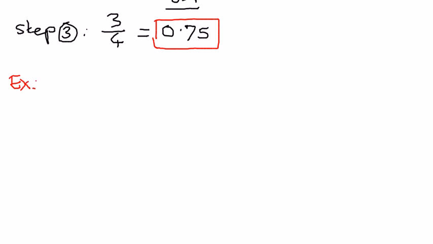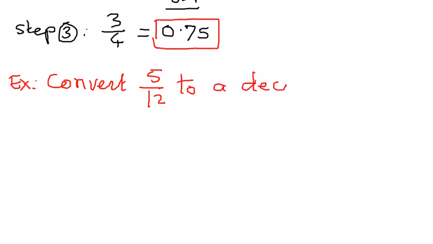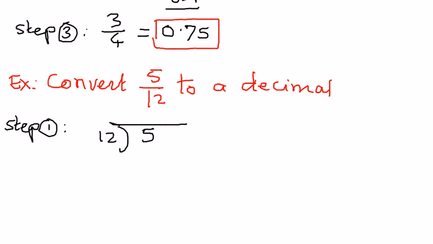In this example we want to convert, let's write it down, we want to convert 5 over 12 to a decimal number, to a decimal. What do we do? We're going to follow these steps to arrive at an answer. So we take 5 and then we want to divide it by 12. 5 is less than 12, so therefore we're going to put a decimal point next to 5 and then put a 0 next to it.